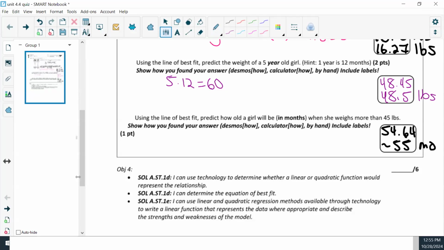Questions on any of that? That may have just been, I overlooked though. The 60 was way too much.